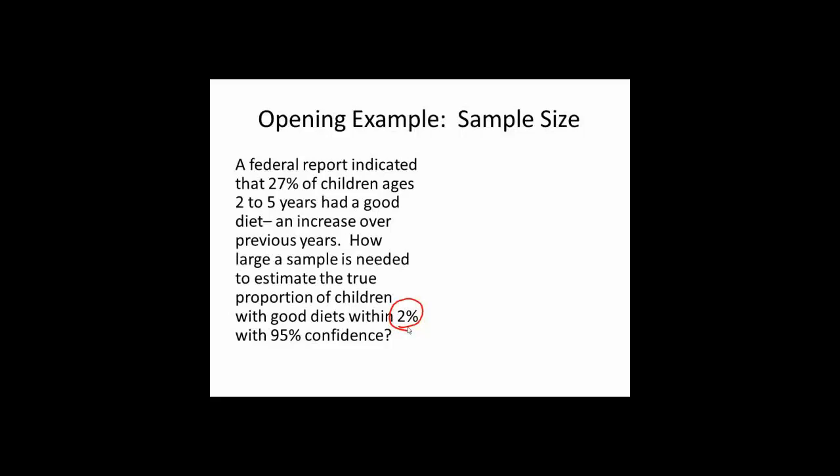Now remember, when we were talking about confidence intervals the last time, this is how wide you want your interval to be. So now the question is what sample size do you need so that you have your p hat, and then you can go plus or minus 2%, and within that plus or minus 2%, you're guaranteed 95% confidence. Okay? So this is a sample size computation.